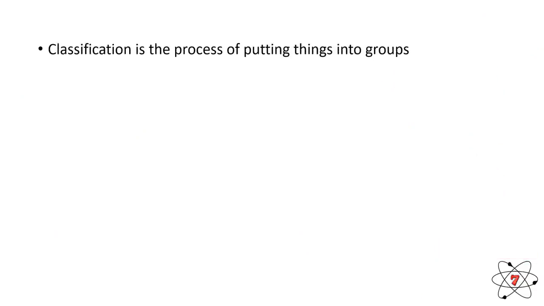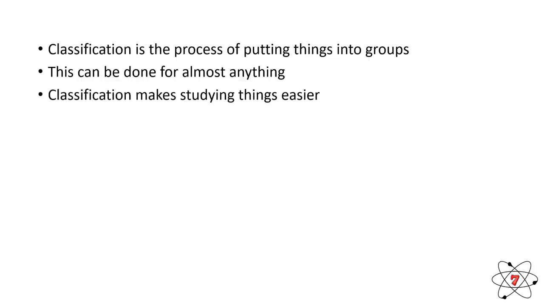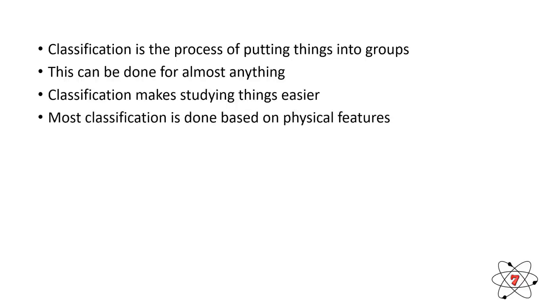So, as we've already said, classification is the process of putting things into groups. Literally anything can be put into a group. You can classify anything you want. It's especially true of living things because it makes it easier to study. It's much easier to study a group of living things if we're studying similar things and we're looking at their similarities than if we're randomly comparing. Most classification is done on physical features, and we're going to be looking at the physical features we might classify things in later on in this lesson and in this unit.